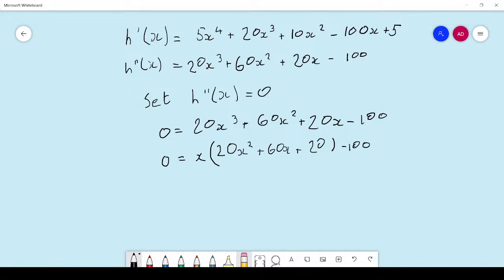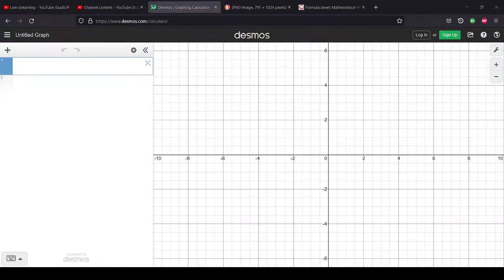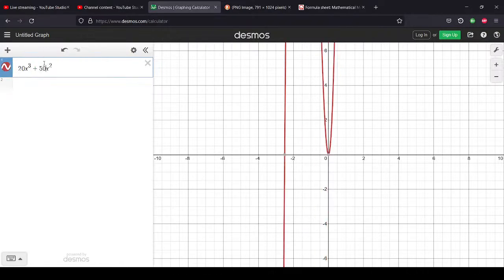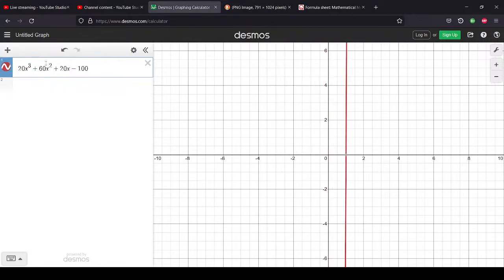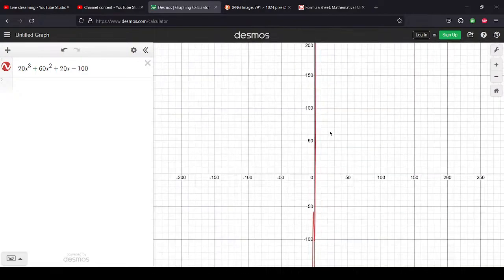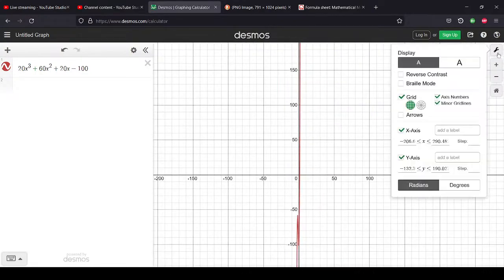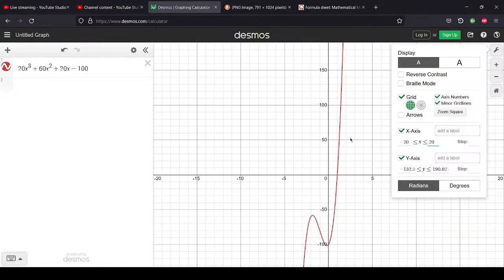I might graph this actually, and we can have a look and see what this expression actually looks like. So I'm just going to use Desmos for our graphing. So we'll put 20x cubed plus 60x squared plus 20x minus 100. Okay, so this scale is completely off here. We got a very thin equation. Let's just see. If it's really thin, we should make this less. Okay, that's a bit better.